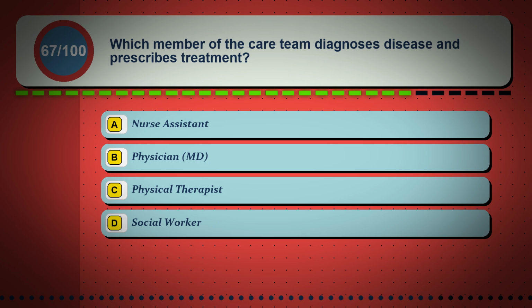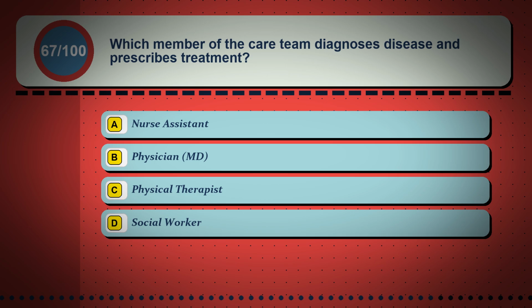Question 67. Which member of the care team diagnoses disease and prescribes treatment? Option A. A nurse assistant. Option B. Physician, MD. Option C. A physical therapist. Option D. Social worker.